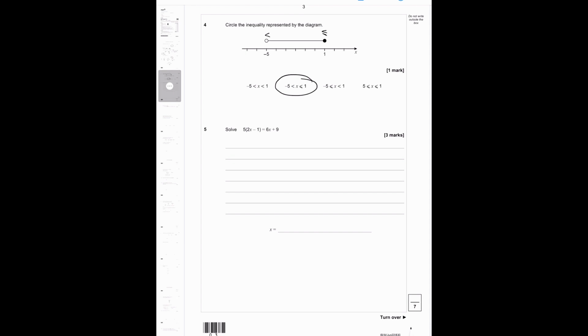Question 5 is giving us an equation to solve. Let's multiply our brackets. Let's multiply everything by 5, which gives you 10x minus 5 equals 6x plus 9. Take away the 6x gives us 4x minus 5 equals 9. Plus the 5 gives you 4x equals 14. And divide by the 4 gives you x equals 14 over 4.